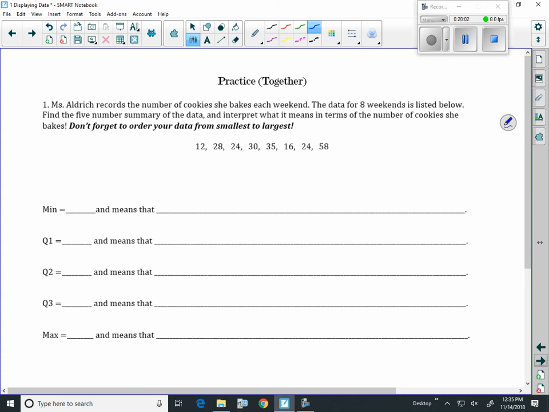All right, we're going to do a whole practice problem. We have a data set. Are they in order? No. Let's put them in order: 12, 16, 24, 24, 28, 30, 35, 58.